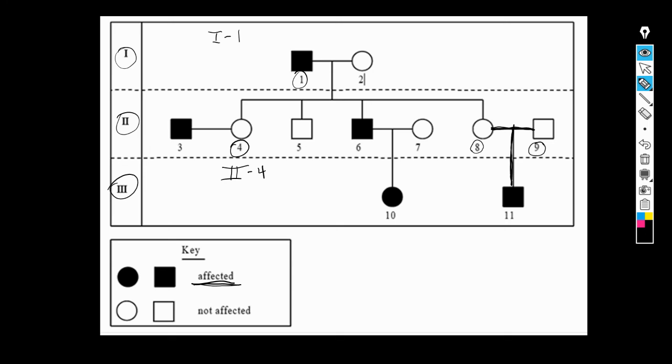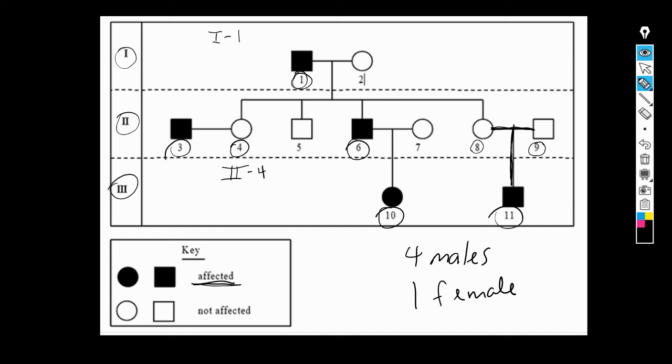The other thing that I'm going to look at and compare is the number of males compared to the number of females who are affected by this disorder. So if I look at individual 1, affected, 3 is affected, 6 is affected, 10 is affected, 11 is affected. So there are 4 males that are affected and only 1 female. That is a disproportional number, which tells me this is sex linked.